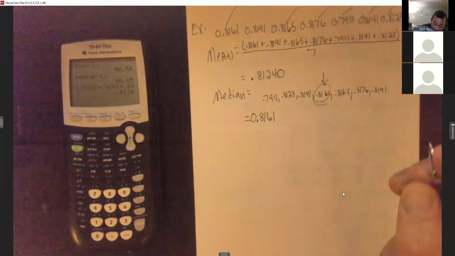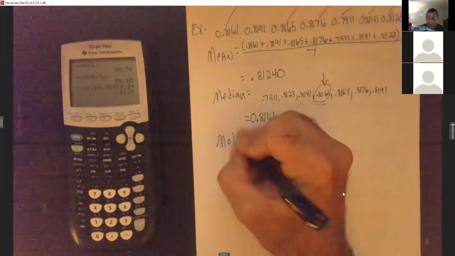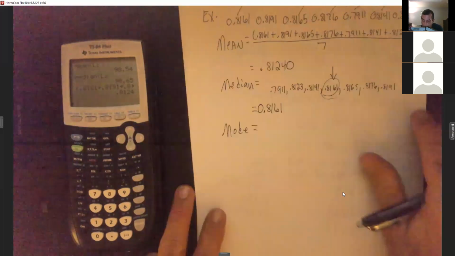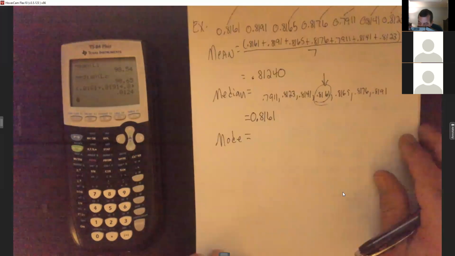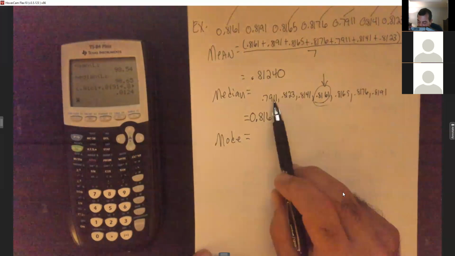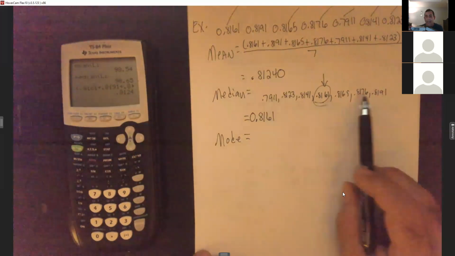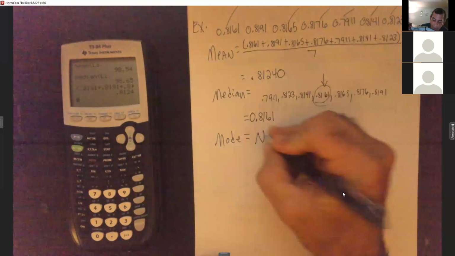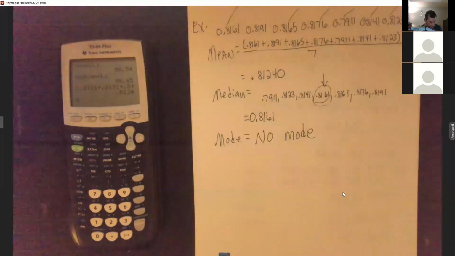Now, what was next? My mode. And remember, I'm going to do this on the calculator also, okay? So my mode is which number happened the most. Well, that happened once. So everybody happens once. So this one has no mode. It's only when you have one that repeats more than the others that you get a mode out of that.